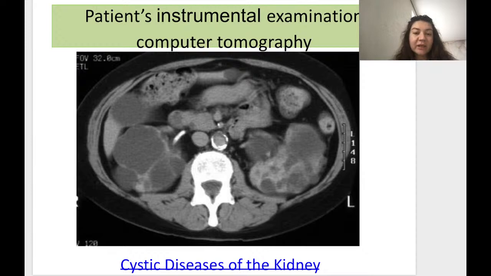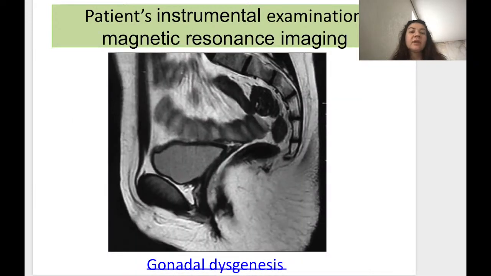CT scan. Here you see an example of cystic diseases of the kidney, both right and left, especially the left side. You see that the structure of the kidney is very polycystic.